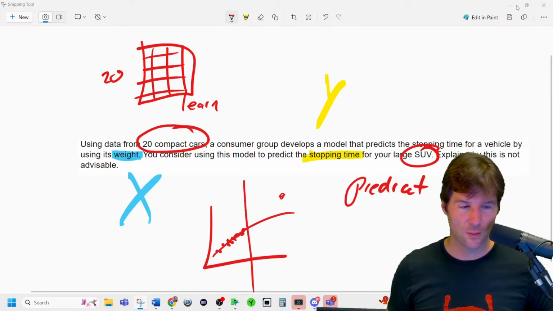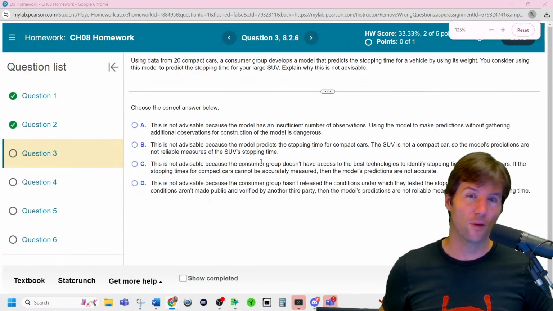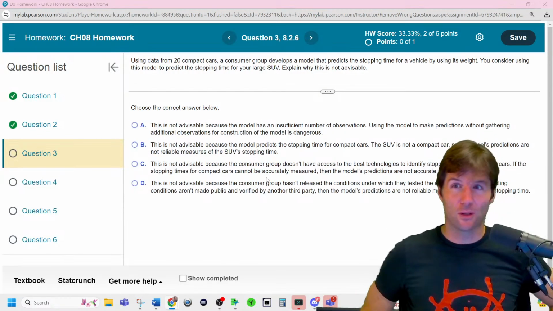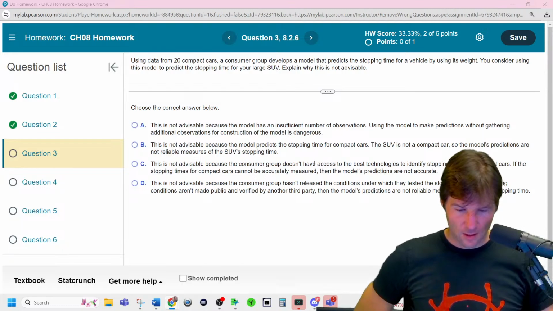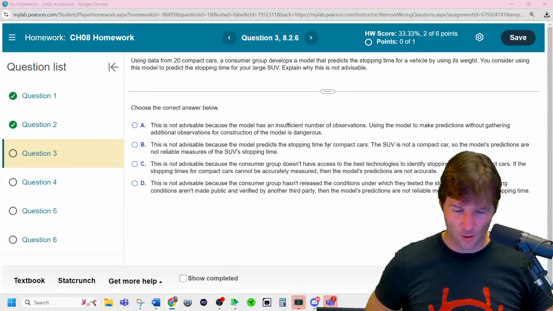So this is a bad idea because compact cars are not representative of SUVs, and they weigh a lot less, so we're not going to have data to be able to understand what's going on. This is not advised because the model has insufficient... Nope. This is not advised because the model predicts compact cars. The SUV is not a compact car, so the model's predictions are not reliable.